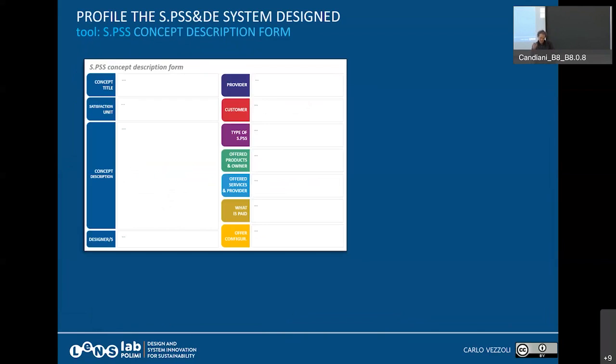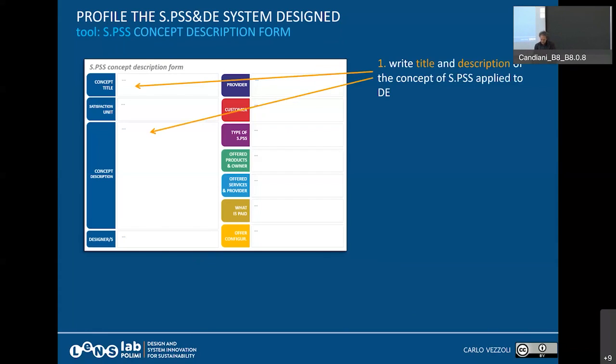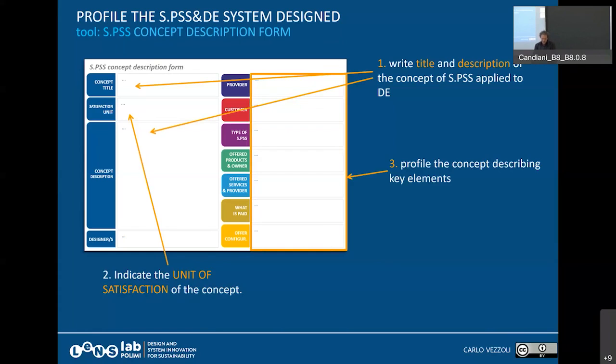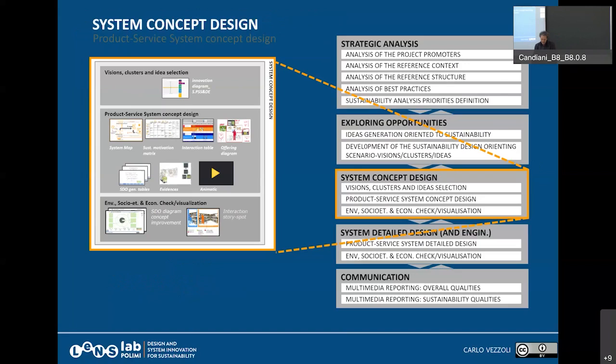So you will start to understand something, okay, to profile that. And then as a synthesis, you will use another tool. It's a very simple tool, simply to describe your concept. But it leads you to describe the concept in a way that you understand again whether your concept is going in the direction of an SPSS applied to DA, okay? Which is, as we have understood, a win-win sustainability and resilience opportunity, okay? So describing the satisfaction unit, and then profiling it, and so on. This is a simple text that you have to write there inside.